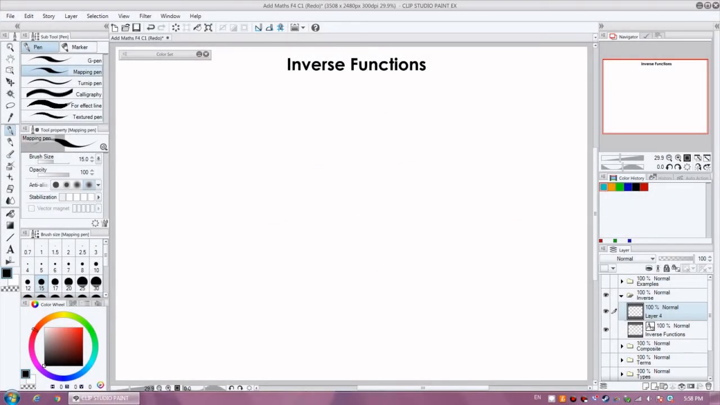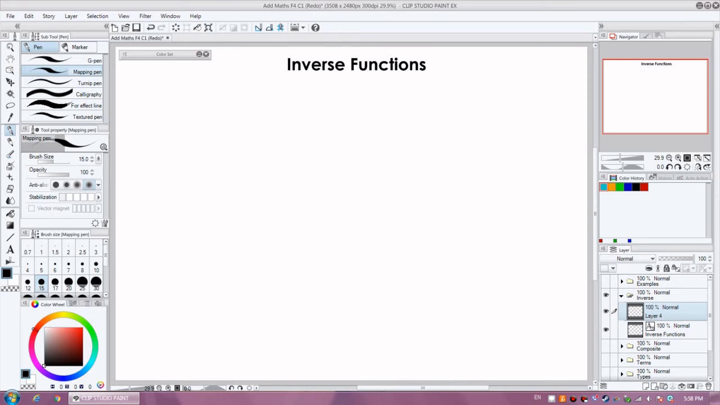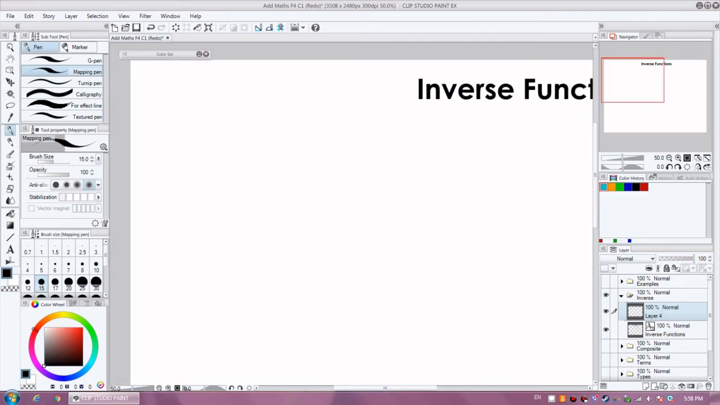Hello, and today we are in part 4 of Form 4 MS Chapter 1, which is inverse functions, with the chapter being functions, if you don't know what Form 4 MS Chapter 1 is. So inverse functions, well, we know what functions are. Inverse functions are just the opposite of a normal function, which is something to be expected.